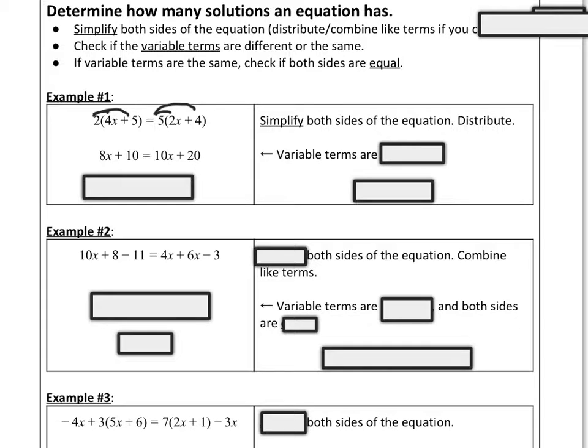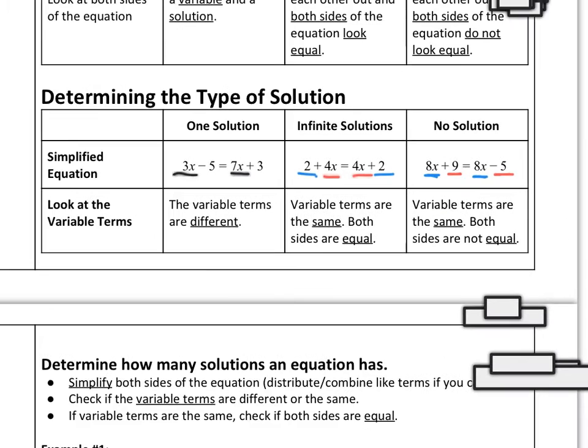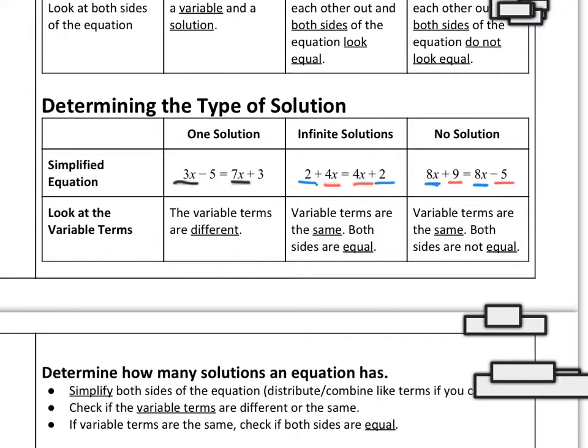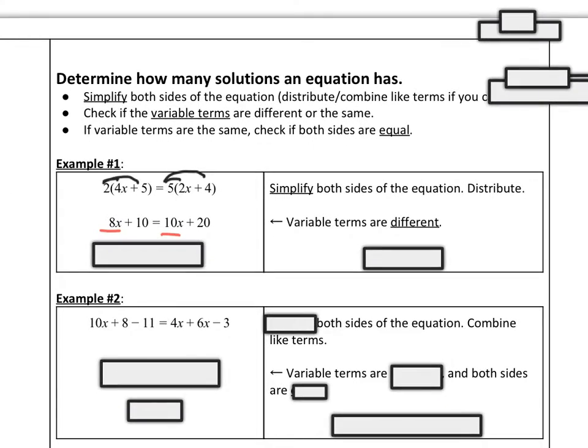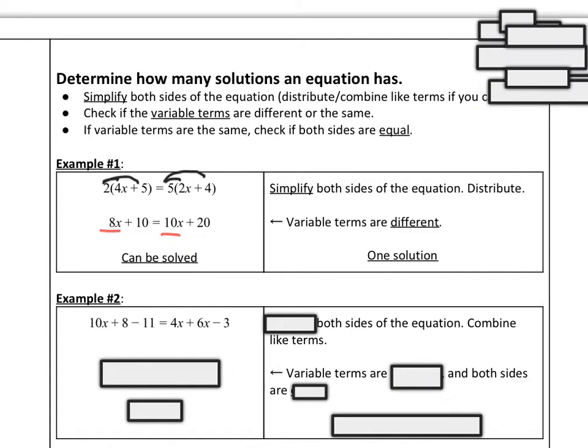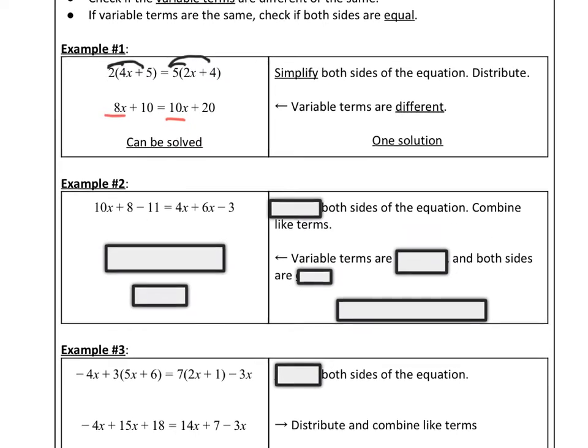Looking at these variable terms, we have 8x and 10x. We can see that the variable terms are different. One has an 8, one has a 10 with the variable x. Looking back at our table, which one says the variable terms are different? That should give you a hint on what type of solution this has. Since the variable terms are different, we can see that this can be solved. This is one solution.